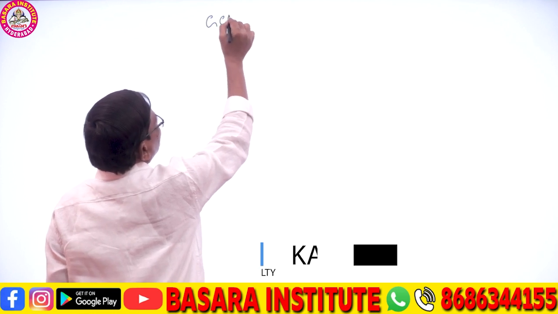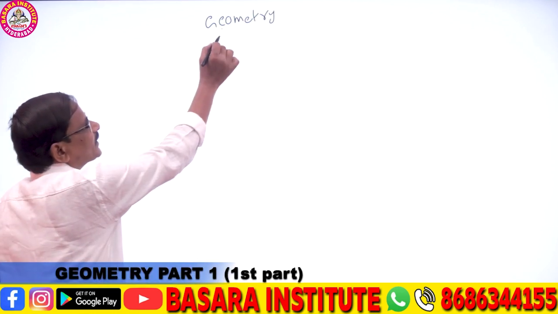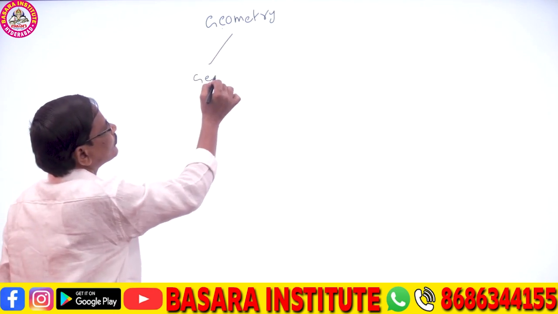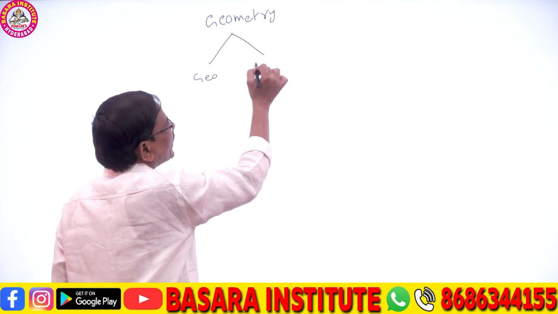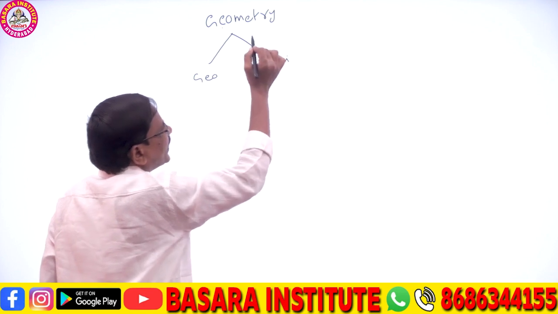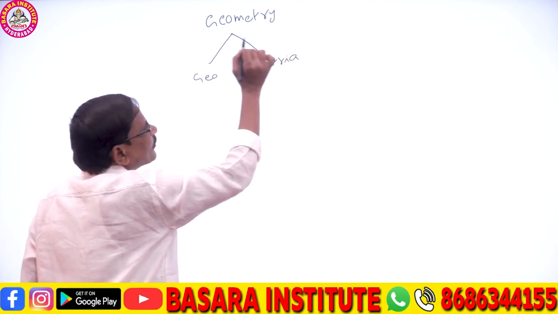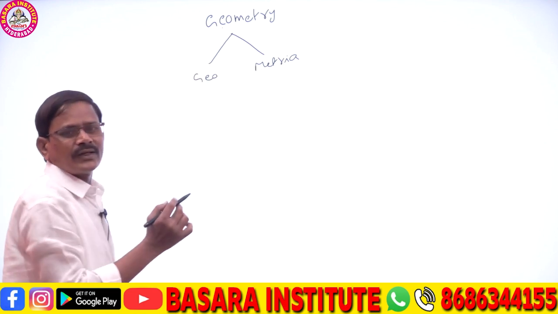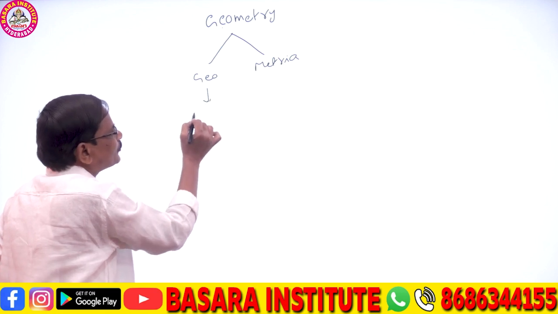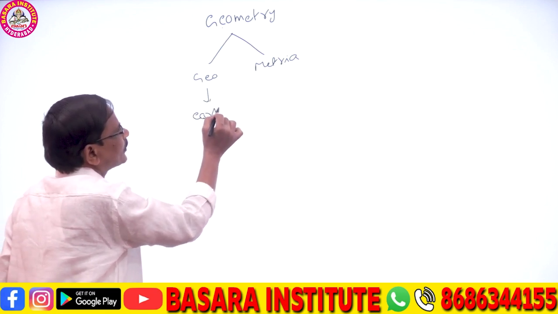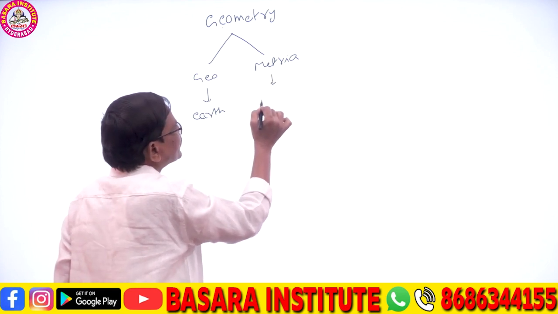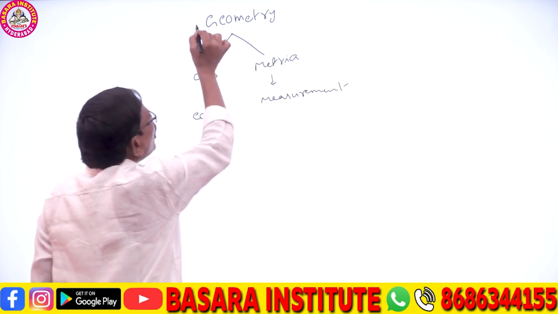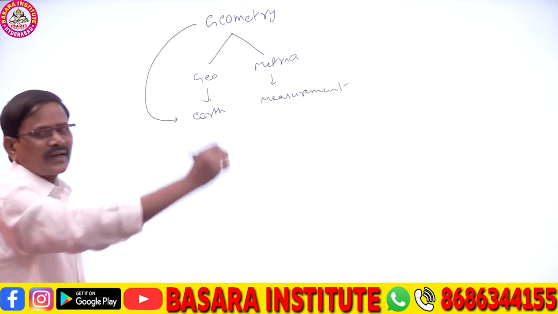Next one is geometry. The English word geometry can be derived from two Greek words. The first one is geo and the second one is metria. Geo means an earth. Metria means measurement. So, geometry means measurement of an earth.